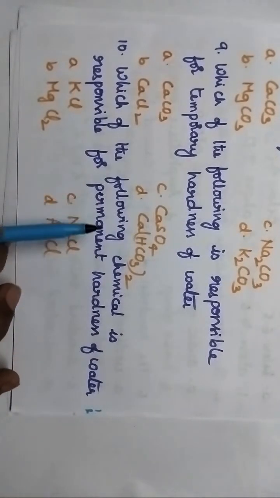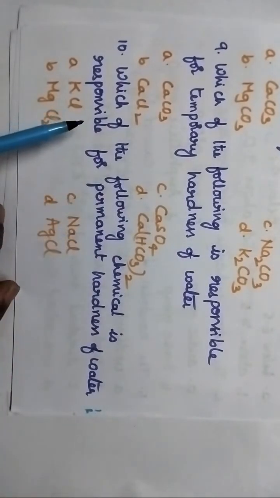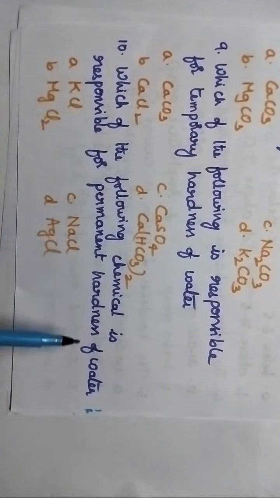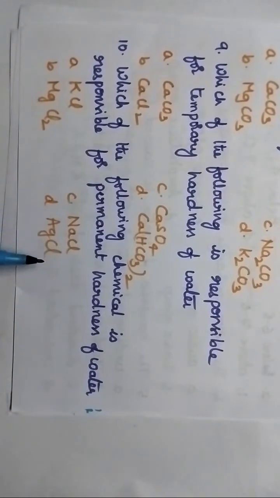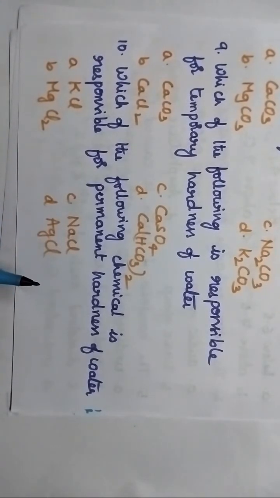Which of the following chemicals is responsible for permanent hardness of water? A, calcium chloride; B, magnesium chloride; C, sodium chloride; D, silver chloride. Chemicals mainly calcium chloride, magnesium sulfate and calcium sulfate are responsible for the permanent hardness. Here in this case, option B, magnesium chloride, is the right answer.